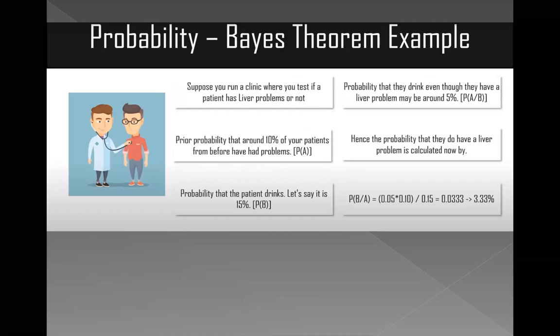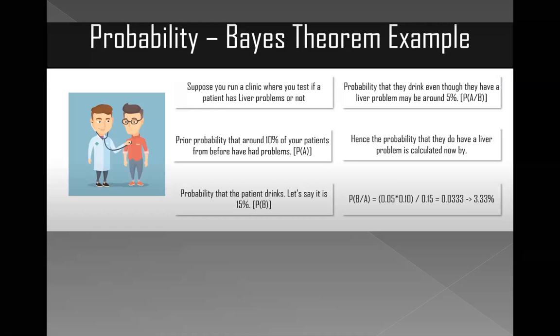That is, P of A is actually 10%. And the probability that the patient drinks is actually 15%. That is your probability of B, right? Suppose we want the probability that they drink even though they are having a liver problem. How to calculate that one?